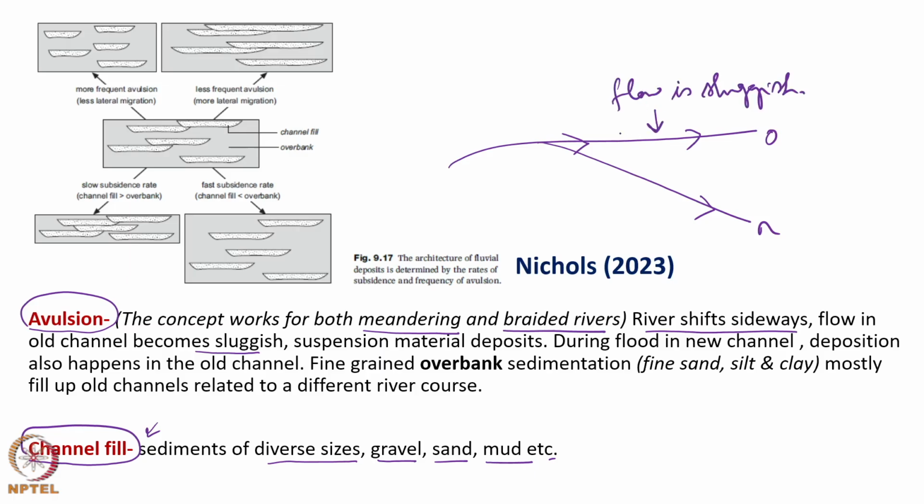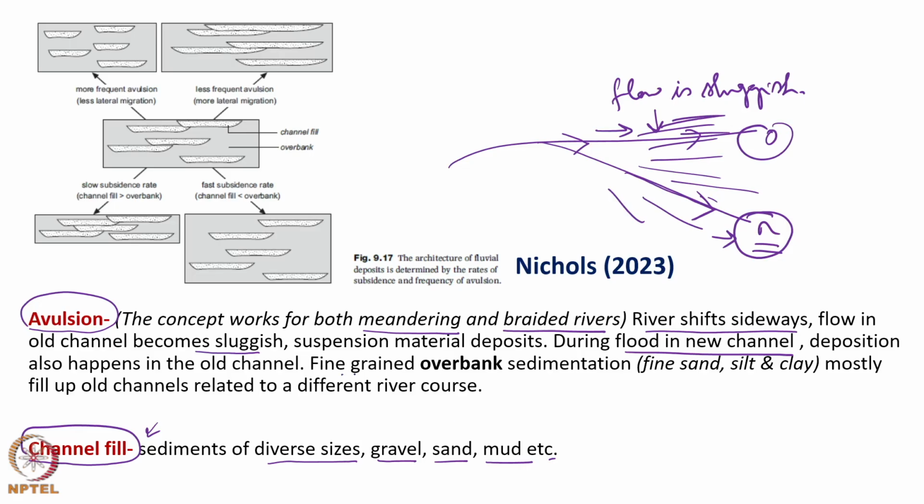Which means less water is flowing along the old channel. Most of the water has been diverted along the new channel. Now, what happens during the flood in the new channel? When a flood happens in the new channel, deposition also happens in the old channel. Because of this flood, deposition also happens in the old channel and leads to fine grained overbank sedimentation.